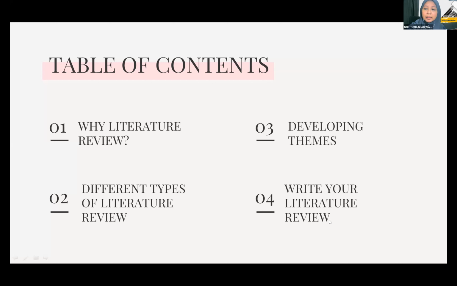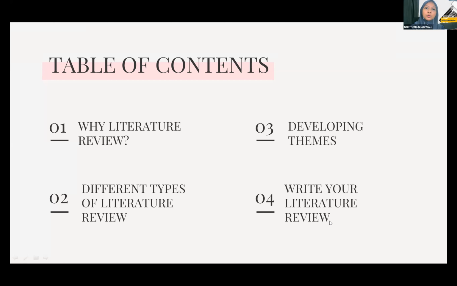Last but not least, we'll go to the hands-on punya session, which is write your literature review. I really hope that in this particular phase, you can go with me and do the things that I demonstrate in front of the screen, so that you can grasp the steps on how to write your critical literature review.